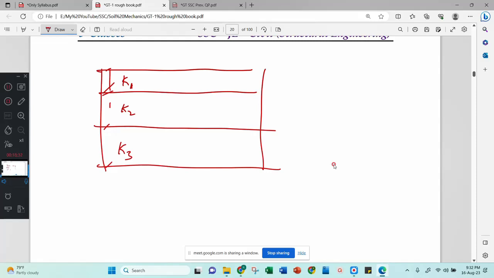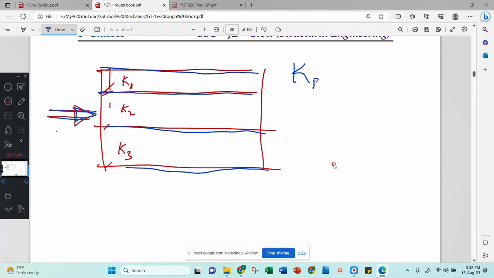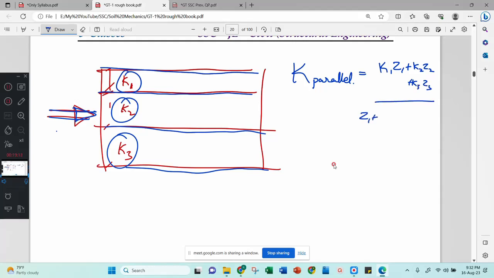When the soil is different and you are allowing the water to pass through the soil, the water will go parallel to the strata. Therefore, I will consider it as K parallel. How to determine K parallel? Is it the direct average of all of these, or is there any specific reason? For that, K parallel equals K1 Z1 plus K2 Z2 plus K3 Z3, divided by Z1 plus Z2 plus Z3. This is your K parallel.